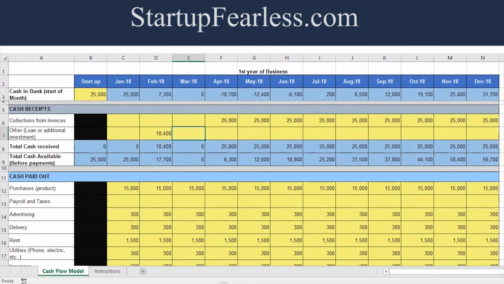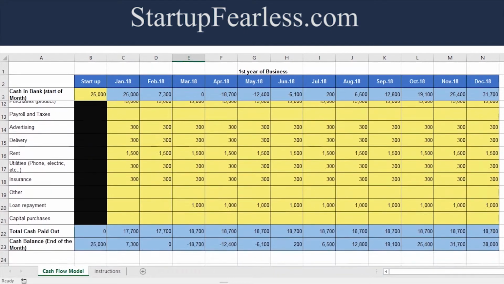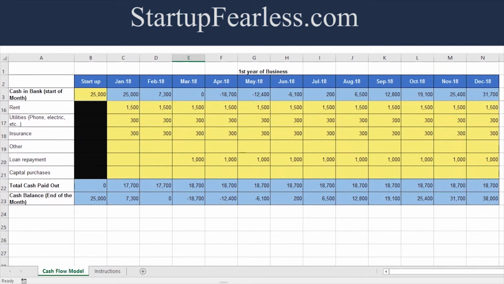We can see this has a major impact in the business. Even though we put $10,400 into month 2 of the business, we can see that by losing one payment of 30 days early in the business, we have a negative cash flow, an additional negative cash flow of $18,700.